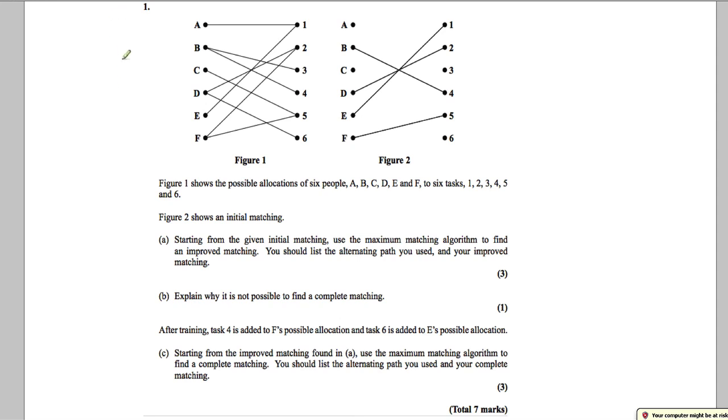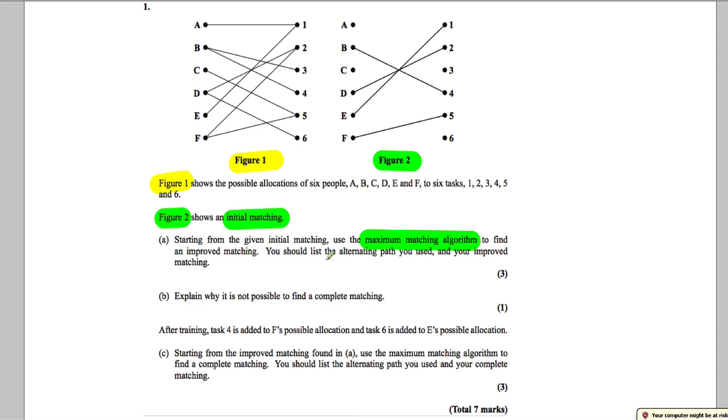Okay, this is a matching question. We're told figure 1 shows the possible allocations of 6 people, A, B, C, D, E and F, to 6 tasks, 1 to 6. So figure 1 shows the possible allocations. It says figure 2 shows the initial matching. Given the initial matching, use the maximum matching algorithm to find an improved matching.